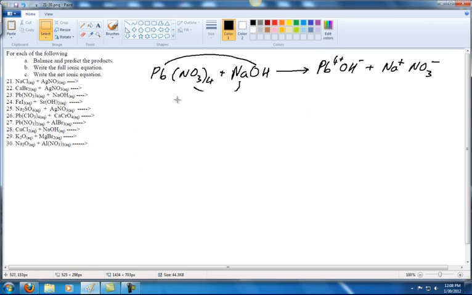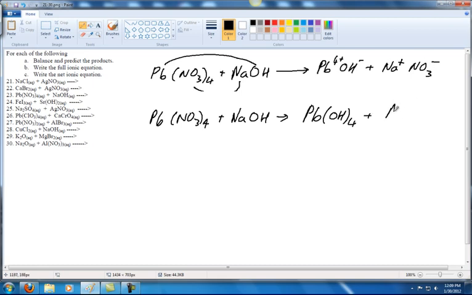Now we can go ahead and rewrite this. So we've got Pb(NO3)4 plus NaOH, and Pb4 plus, NaOH minus. The question I'm asking here is how do these combine to form a neutral compound? We've got Pb4 plus and OH minus. That means we need 4 OH minuses to balance out the Pb4 plus. So we've got Pb(OH)4, and we just need one of each of these to balance that out.